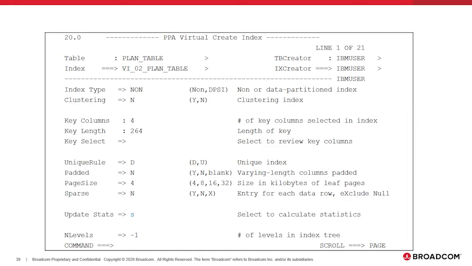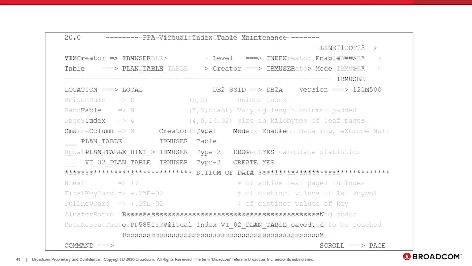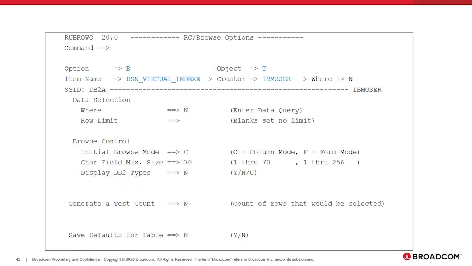Type S at the Update Stats field and press Enter. Then collect statistics for those columns further. The statistics are collected completely and show the result here. Now press F3 to quit. Now you can see the new virtual index is created successfully. We can check the virtual indexes further from the DSN virtual index user table.